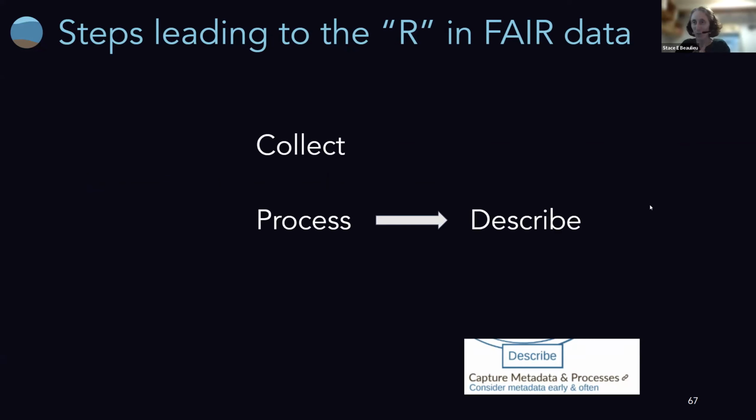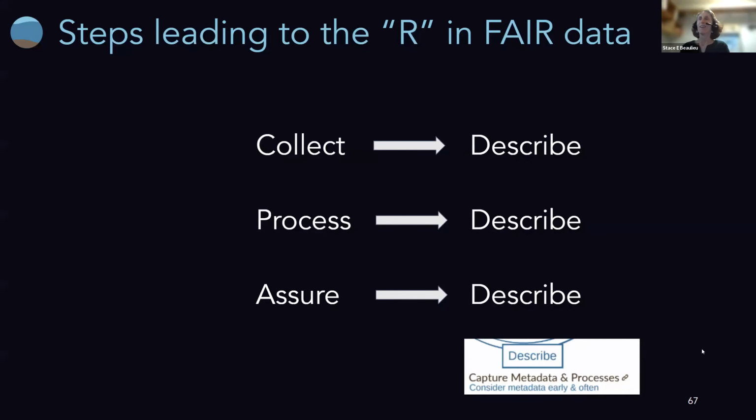To lead into our module 4, here our infographic is just beautiful, right? It goes from collect to process to describe, but you have to consider the describe step early and often. So every step actually has describe. And we learned today that even the assure step starts before collect. So our data cycle has a lot of iteration in it.